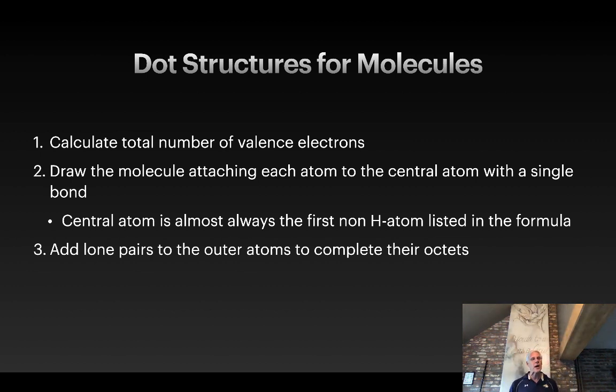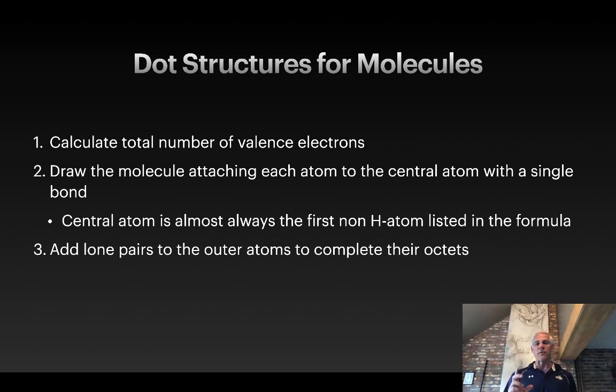And every time that you add a bond, you've used 2 electrons. So when you attach all of those other atoms to that central atom, you have to count the number of single bonds that you've put on there and multiply by 2 to get the number of electrons you used to make those single bonds. And you want to subtract those from the original total number of valence electrons. Okay, so now you've got a certain number of electrons that you have left to try to complete everybody's octets in there.